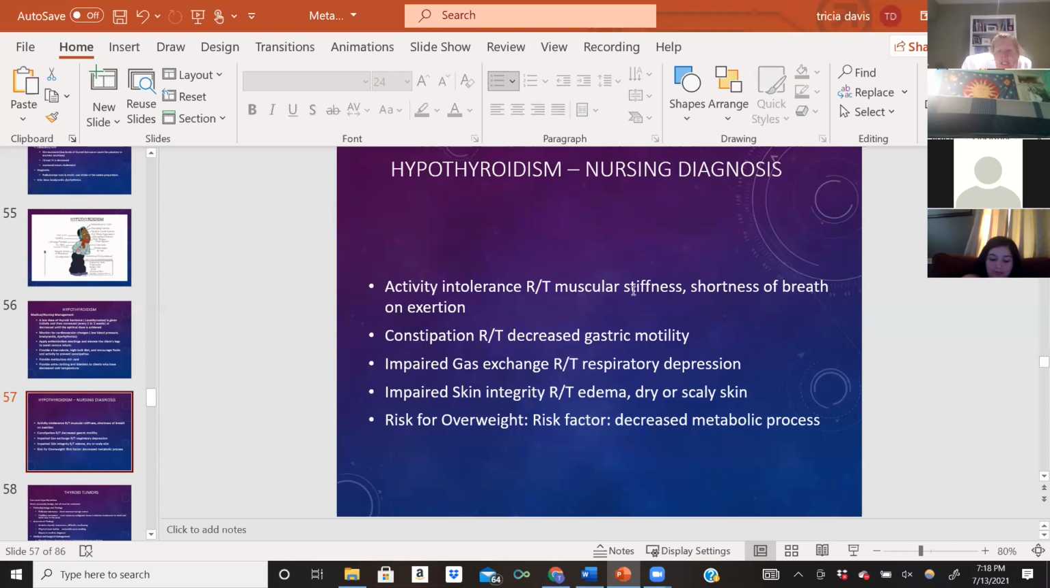All right, so some nursing diagnoses that we may see: activity intolerance related to muscular stiffness, shortness of breath on exertion, constipation related to decreased gastric motility, impaired gas exchange related to respiratory depression, impaired skin integrity related to edema, dry or scaly skin, and then risk for overweight. Risk factor, decreased metabolic processes.